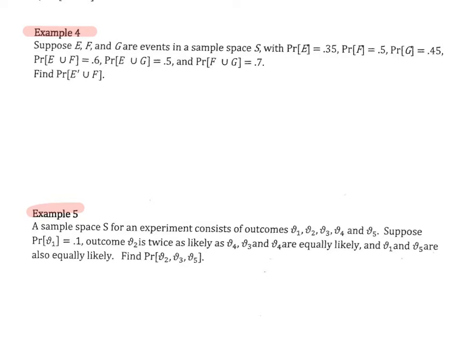Okay, so for today, I just want to do 4, 5, and 6. And we're going to go ahead and jump in with number 4 here. Number 4 says, suppose E, F, and G are events in a sample space S. I'm going to go ahead and just draw a picture to represent these three circles.